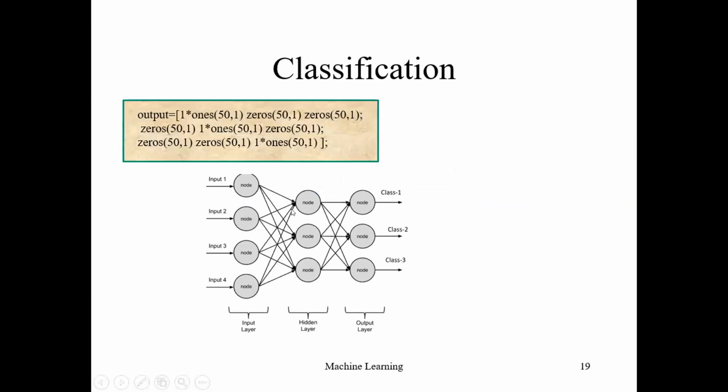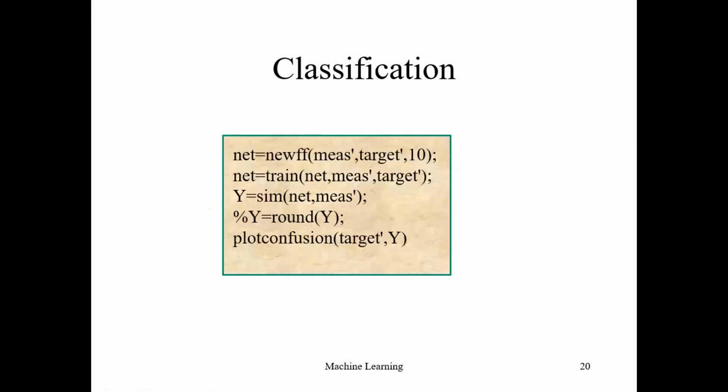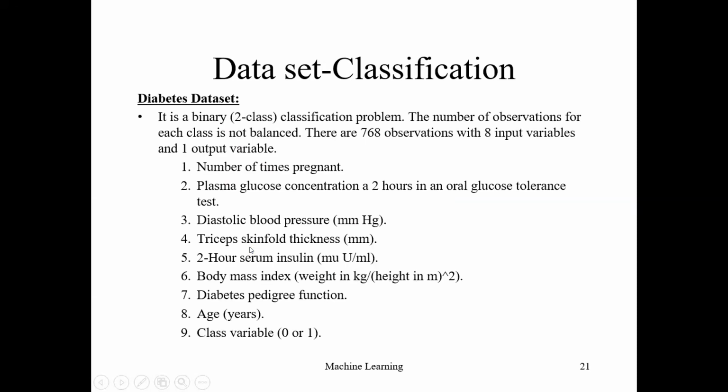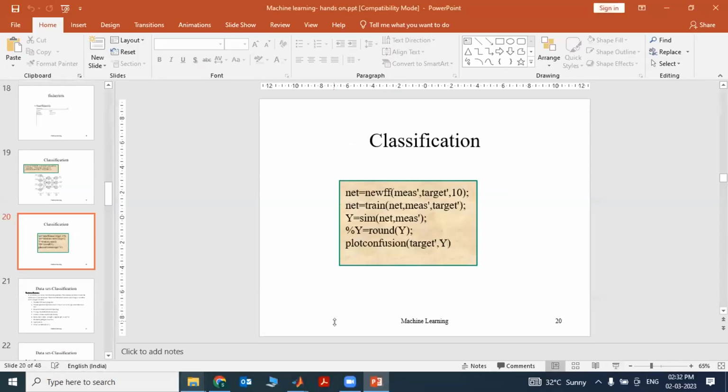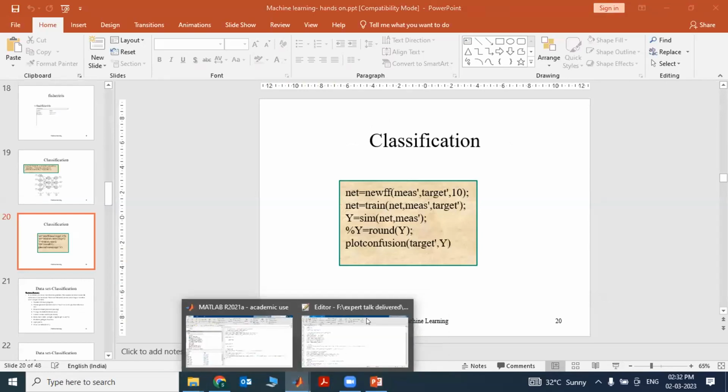So now I can train the network. What is the command? Very easy. For classification: newff, train, sim. Then in order to draw the confusion matrix, you might be aware of the confusion matrix of a classifier, right? To draw it, you can just use the command plotconfusion. I can just show you that classification example in MATLAB.